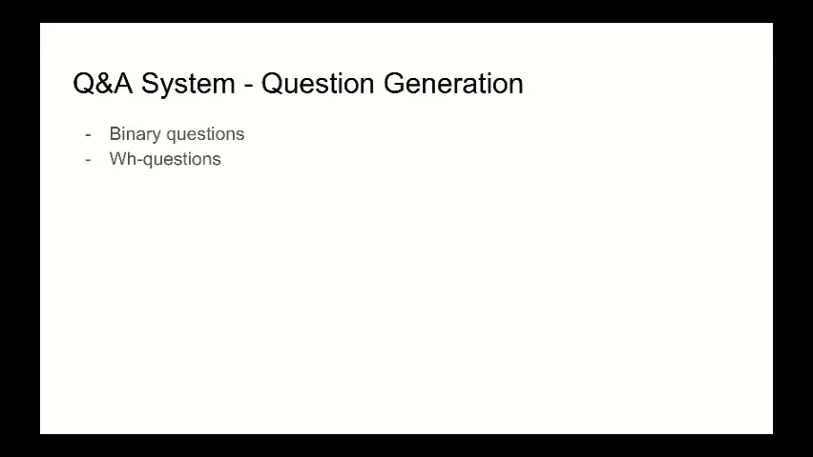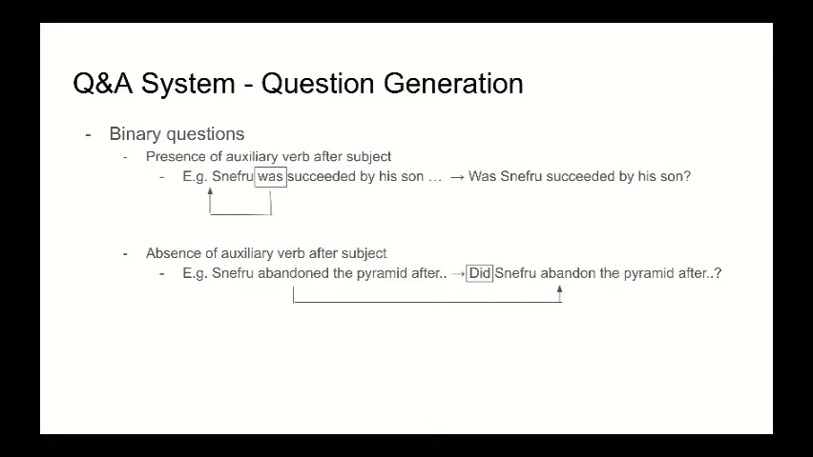For binary questions, these are simple yes or no questions. To transform a sentence into a question, we first check if there is an auxiliary verb after the subject. If there is an auxiliary verb, we invert the auxiliary verb and the subject. If there isn't one, we use do or did depending on the tense and conjugate the verb. All this is done using the conjugate function in pattern.en.